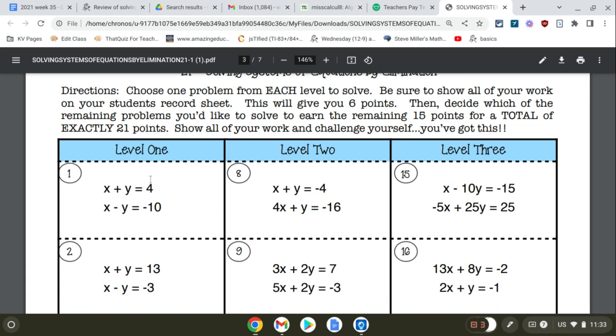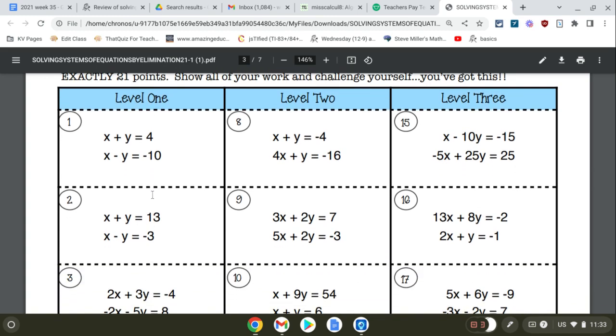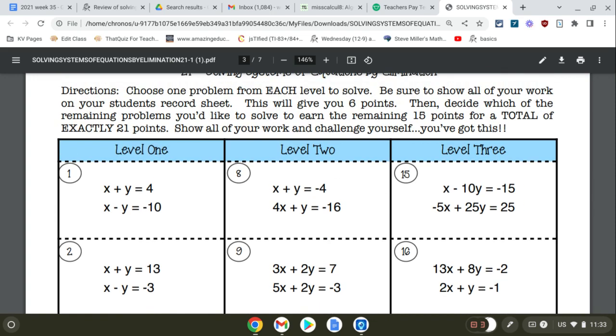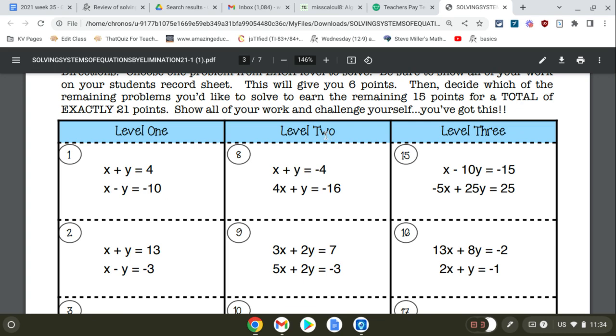All right, for every problem that you solve in the level 1 column, you get 1 point. In the second column, you get 2 points, and in the third column, you get 3 points. So at the end of the activity, you need to have accumulated exactly 21 points. All the problems in level 1 can be solved by addition, and all the problems in level 2 can be solved by subtraction. Let me go ahead and work one of these out with you.